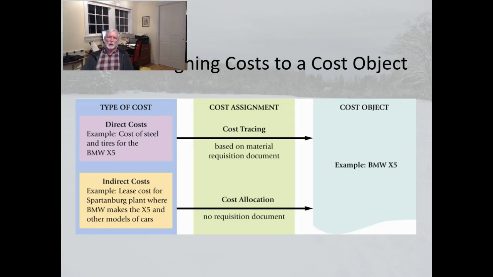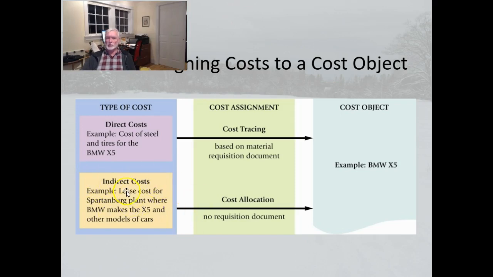Because if we over-assign costs to the X5, that means we're going to under-assign costs to the other vehicles and vice versa. And if we have incorrect cost information, we're going to make bad decisions. We may make bad price decisions. We may make bad promotion decisions. We may even decide to eliminate a product because we think it costs too much to produce. And maybe it does, but if it's because our cost data is wrong, we may be making the wrong decision. So it's really important to have good cost data and to carry it through.